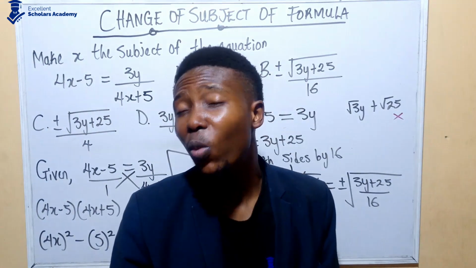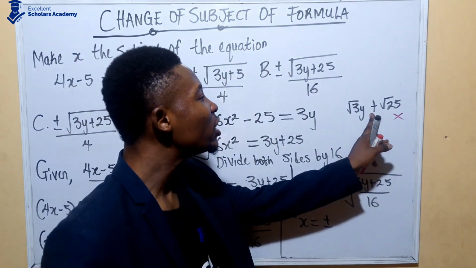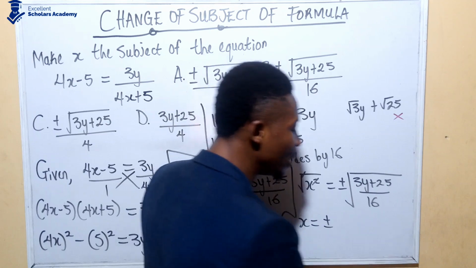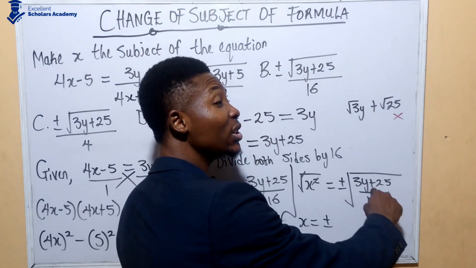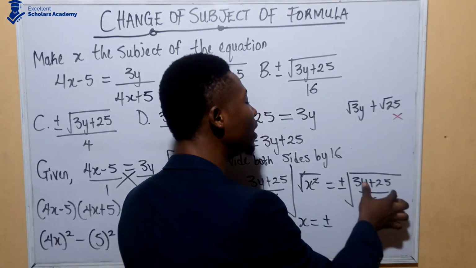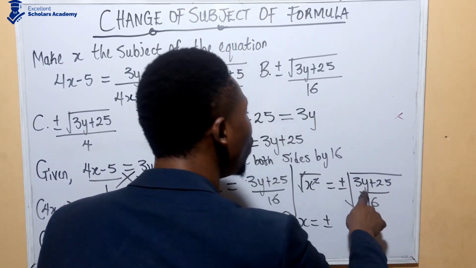Let no man put asunder. All right. So you can't split this like this. The square root remains. Because 3y and 25 are married together by the positive sign, which is plus, or the addition sign, they remain like that. So this still remains square root of 3y plus 25.